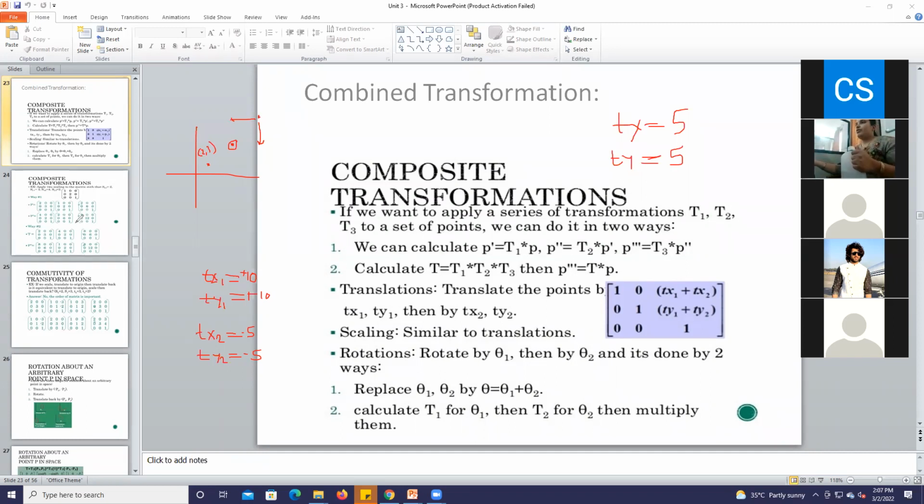Okay, all of you are getting this meaning? Yes, students.